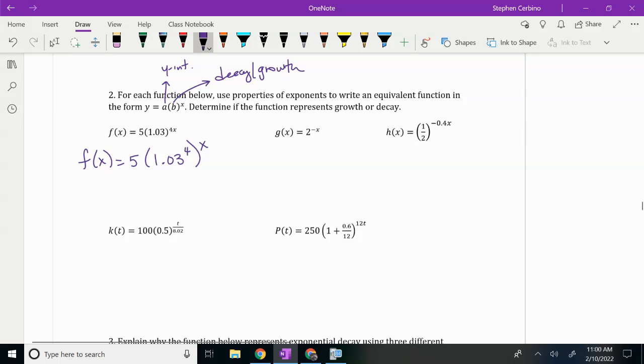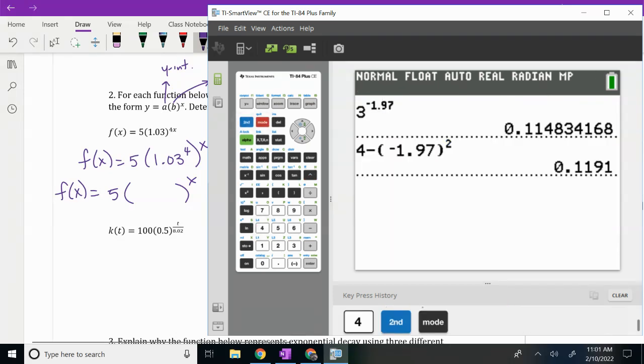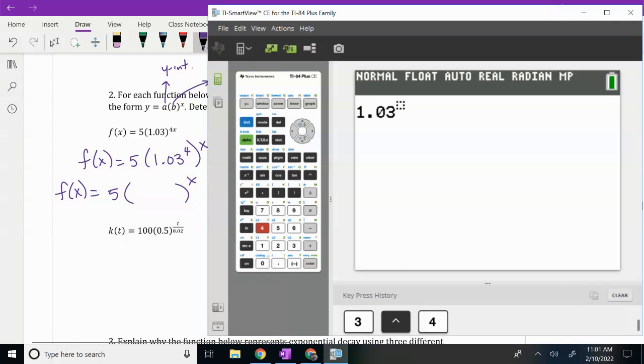Now, if I plug 1.03 to the 4th power into my calculator, I'm going to get some decimal. So I can rewrite this function as 5 times some decimal to the x power. I should be on the main screen here. 1.03 to the 4th power, and we get 1.255 dot dot dot. For all of these problems, if we have a decimal that's continuously going on forever, or a really big one like this, 4 decimal places is plenty. So we call that 4 significant digits, essentially.